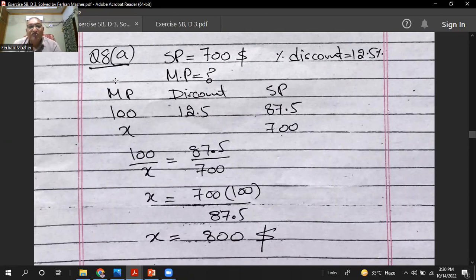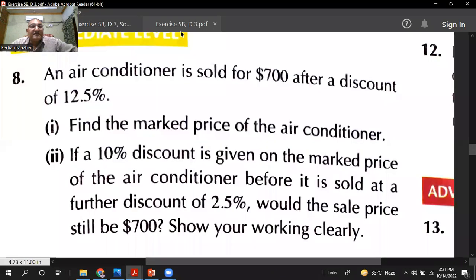So I'm going to use the method of proportions: mark price, discount, sale price. A 12.5% discount means if the mark price is 100, the discount is 12.5 and the sale price is 87.5. So the question is what is the mark price if the actual sale price is $700. I'm going to use this and this together. So it will be 100 by x equals 87.5 divided by 700. Cross multiply, so x will be equal to 700 multiplied by 100 divided by 87.5. So x will be equal to $800. So the mark price is $800.